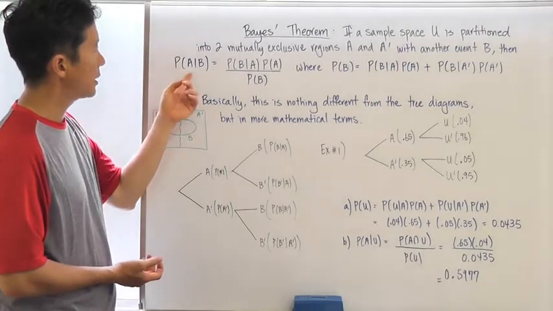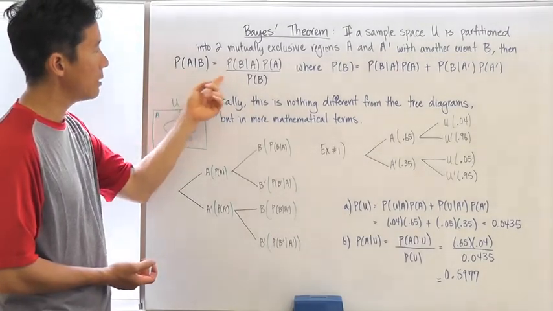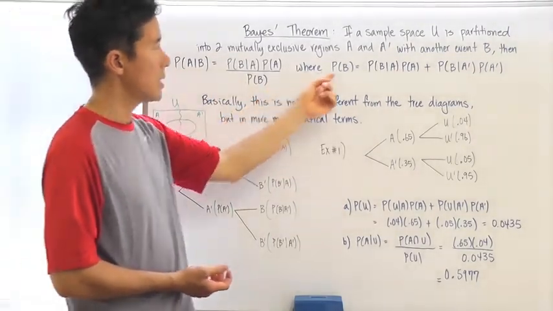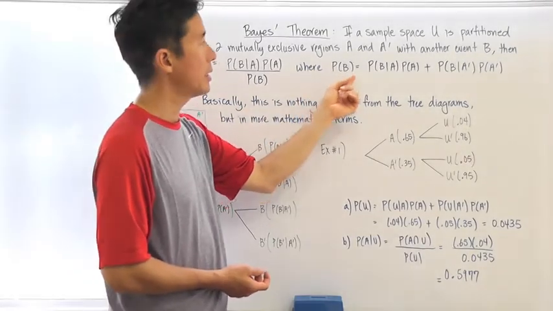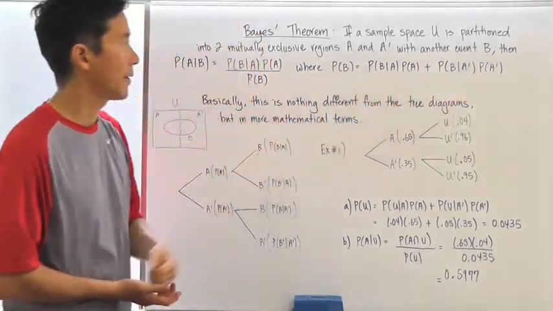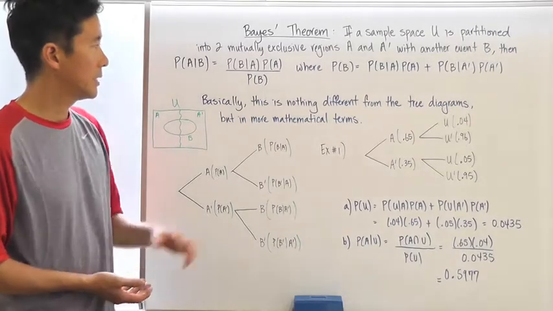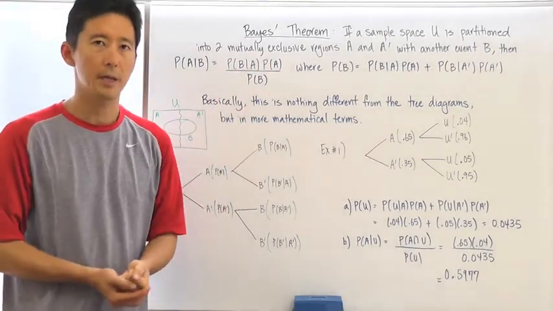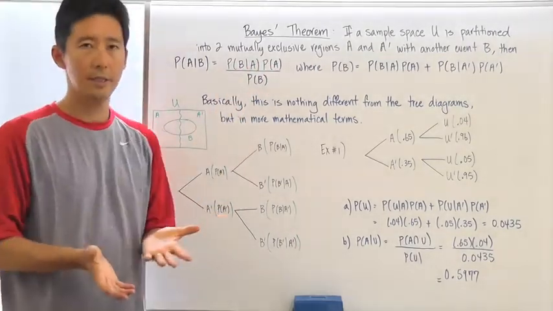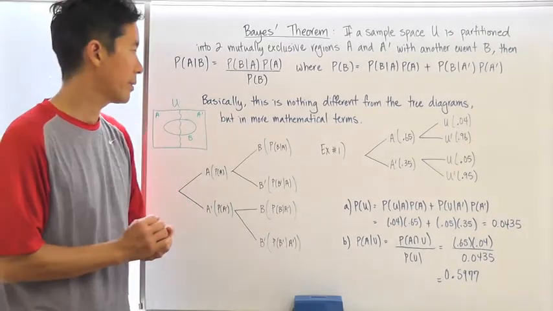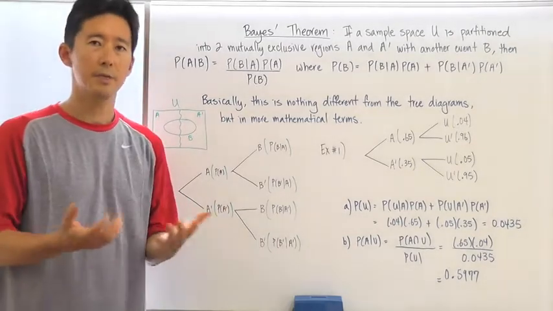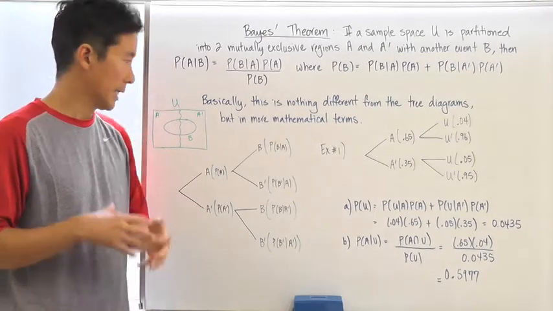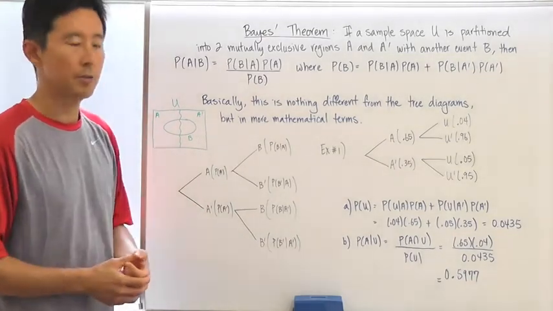Then we have this probability of A given B result, where the probability of B is going to be equal to that result there. Now, this looks a little bit complicated, but basically it is nothing different from the tree diagrams that we've been using, just expressed in very mathematical terms. Now let's go ahead and see why that's true.